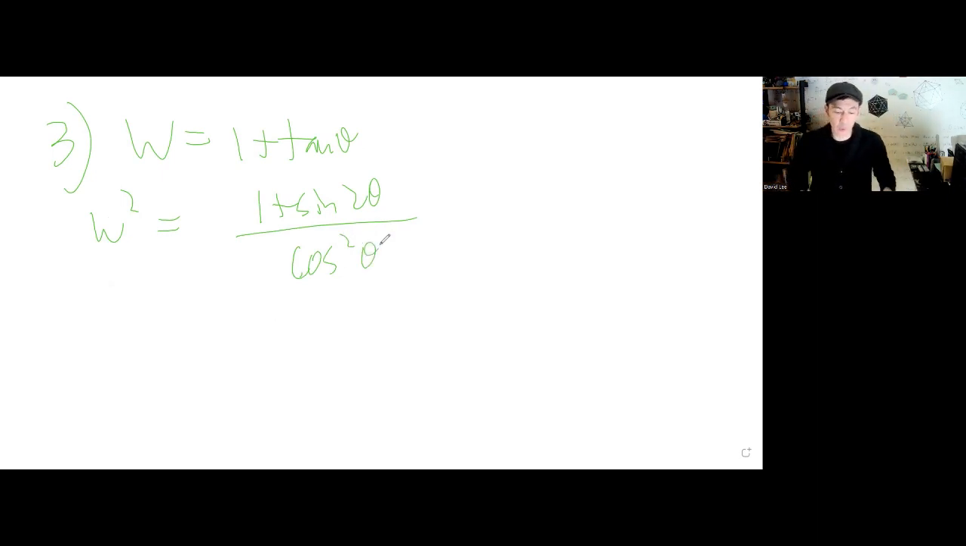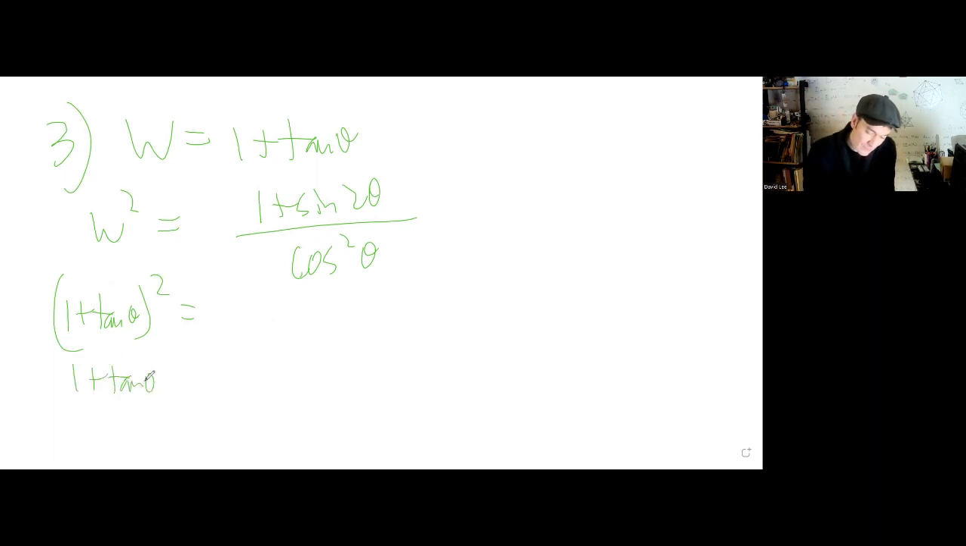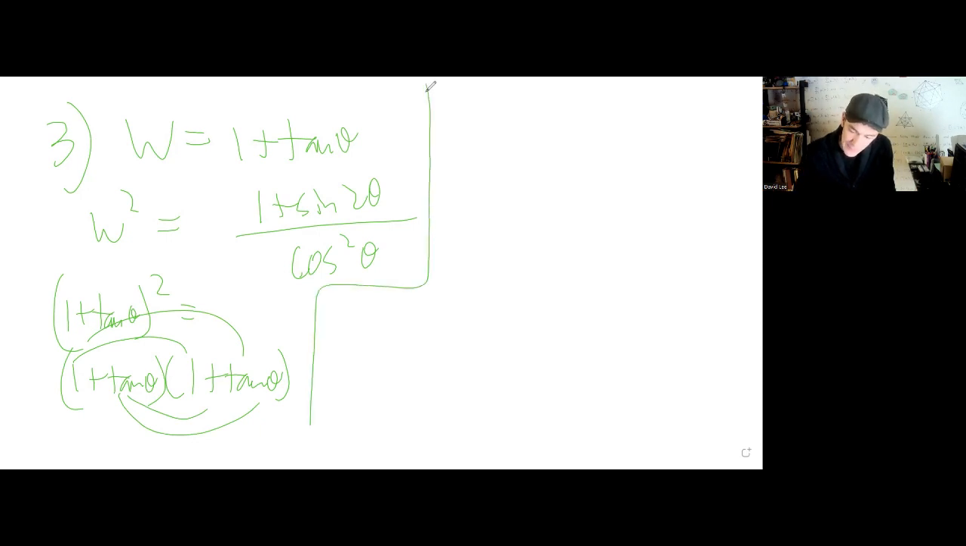So W squared. Well, W is 1 plus tangent, and we're supposed to raise this to the power of 2. So 1 plus tangent times itself, right? When you raise something to the power of 2, you multiply it by itself. Now let's use the distributive property. 1 times 1 is 1. 1 times tangent is tangent. 1 times tangent is tangent. Tangent times tangent is tangent squared.